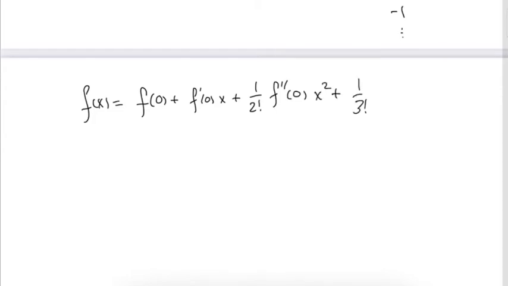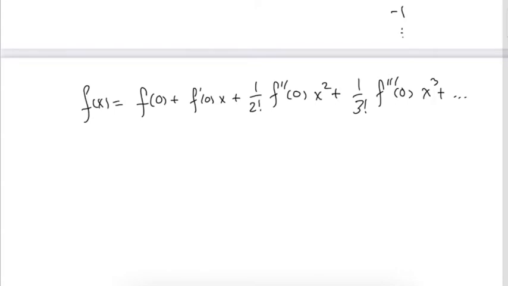I'll just write it again here. This is what I wrote at the very beginning today. f of 0 plus f prime of 0 times x plus f double prime of 0 over 2 factorial x squared. This one has a 1 over 2 factorial, which is just 2, but I'm writing the factorial so that you remember what it means. Plus 1 over 3 factorial f triple prime of 0, x to the 3, etc., right? This is the formula for the Taylor series.